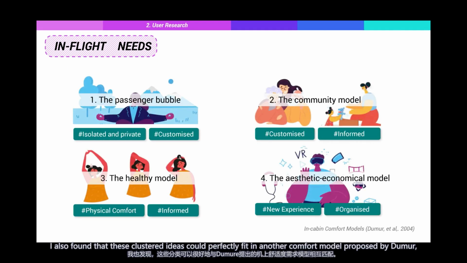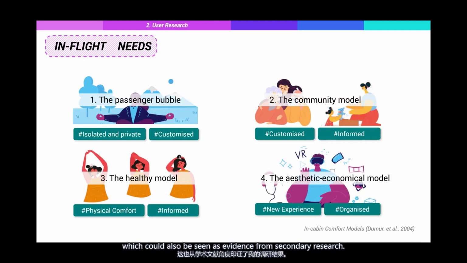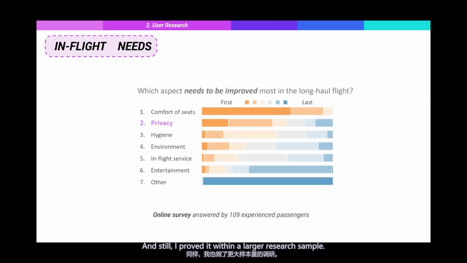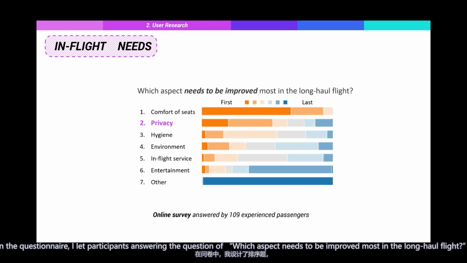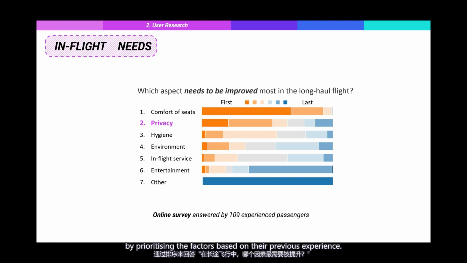I also found that these clustered ideas could perfectly fit in another comfort model proposed by Desmet, which could also be seen as evidence from secondary research. And still, I proved it within a larger research sample. In the questionnaire, I let participants answer the question of which aspect needs to be improved most in long-haul flights, prioritizing the factors based on their previous experience.